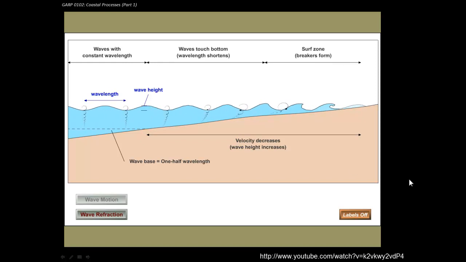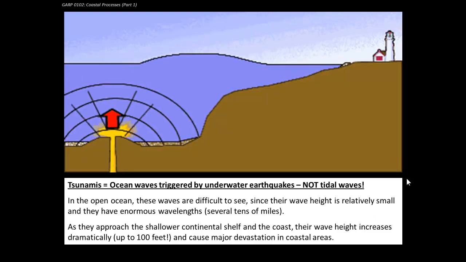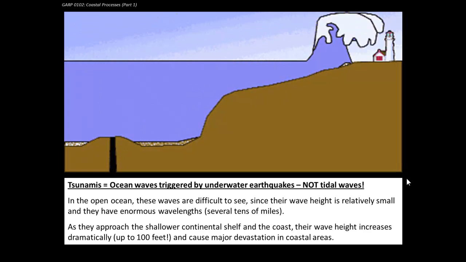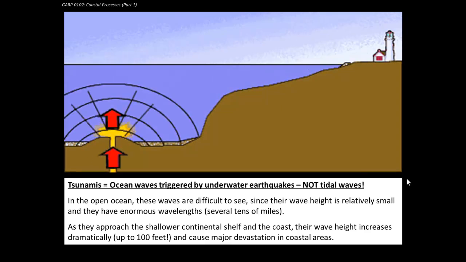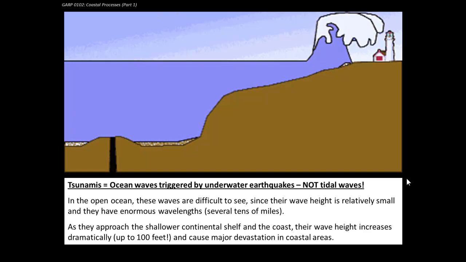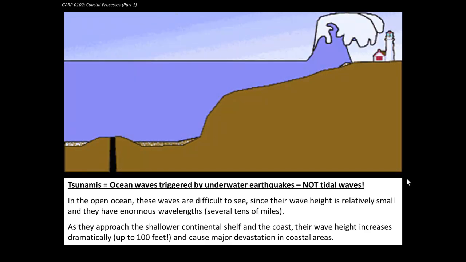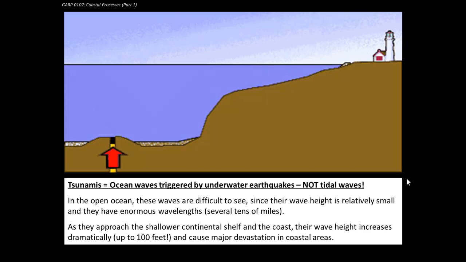So that's what happens to waves when they go from the ocean to the beach, if you will. Now, a quick word about tsunamis. Tsunamis are ocean waves that are triggered usually by underwater earthquakes. So they're not tidal waves, right? They're always called tidal waves, but they're not. They're triggered by earthquakes. They're not triggered by tides.